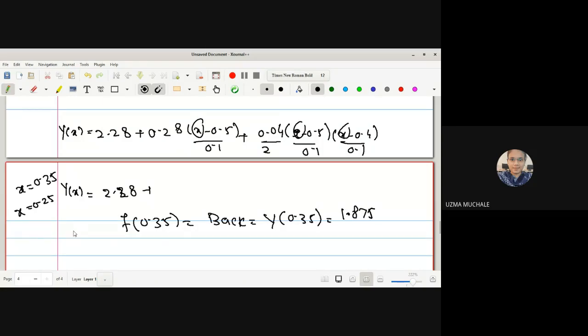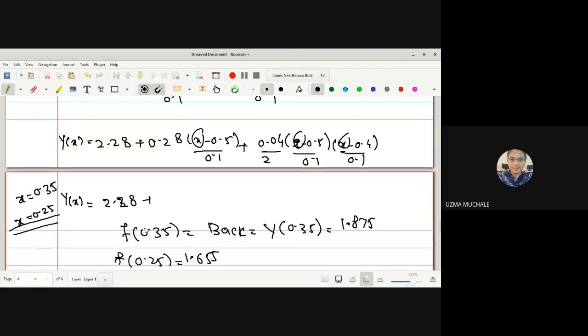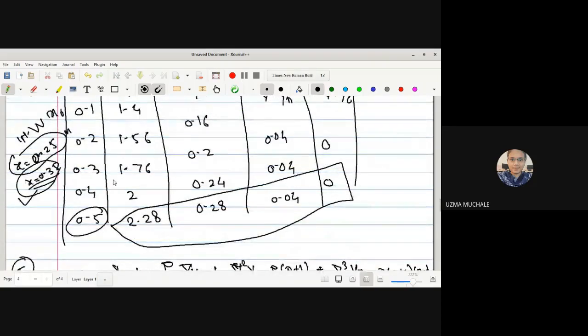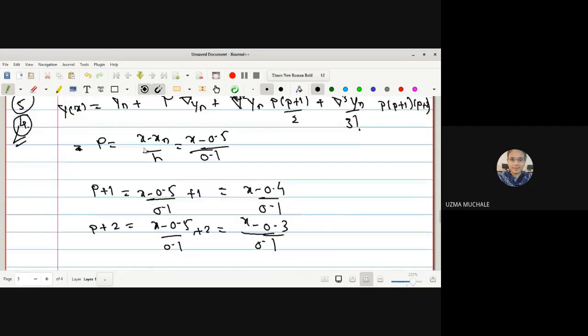1.875. And the homework for you is to calculate by using the forward difference formula: f of 0.25 is equal to 1.655. You have to cross verify from the table whether the values are correct or not. 1.875 for 0.35, so obviously it will lie between 1 and 2, and hence we can say the answer we have obtained is correct. Now for 0.25, you must get a value in between these two by using the forward difference interpolation formula.